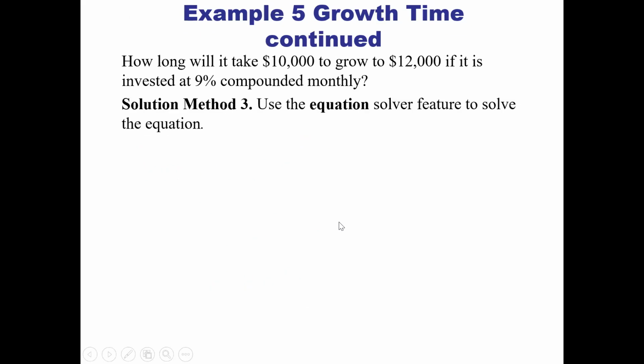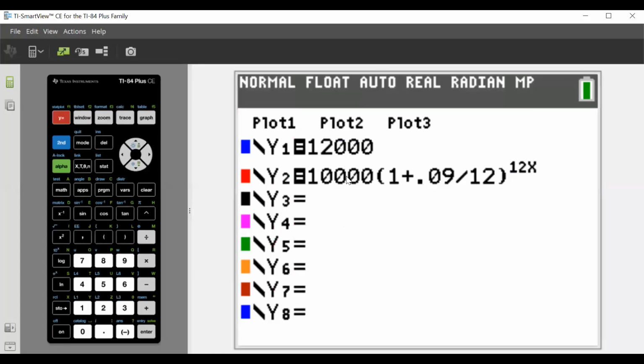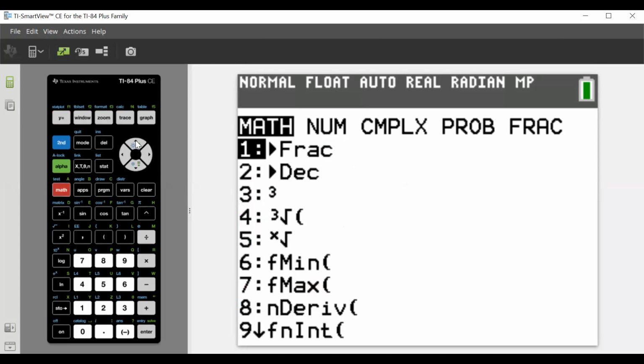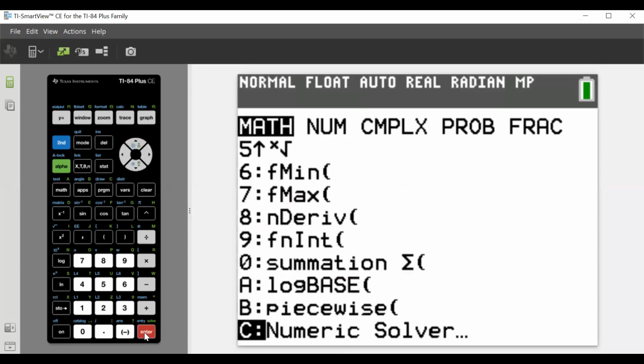Let's see. Now, method 3, use the equation solver feature to solve the equation. All right, so the nice thing about this is we have typed both sides of the equation in already. So we've got this part done. So on most calculators, in this case being, if you have the 84 plus, it's going to be how you do it. If you have an older version, we might have to talk in class or something about that. But here we're going to hit math, arrow up, we want numeric solver.